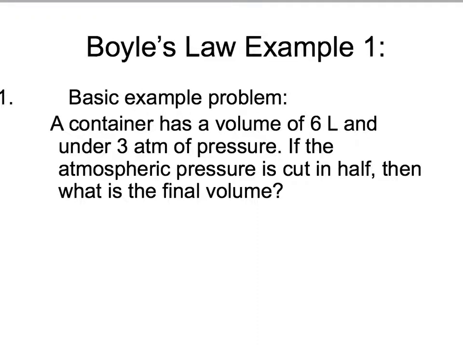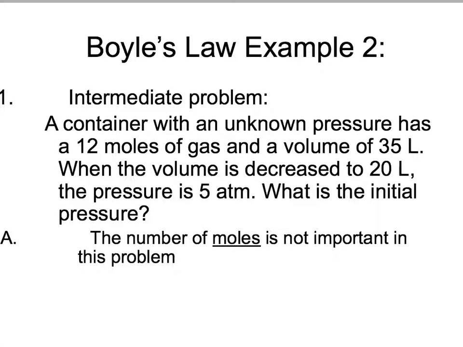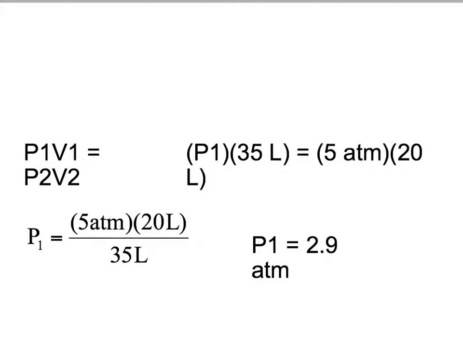All right, here's your couple of example problems. Go ahead and work through these. Pause the video, and then you guys can keep going. So for the first example problem, you should have 12 liters for your volume 2. For the next example problem, remember we don't have to worry about the number of moles because it stays the same. Our answer is 2.9 atmospheres.